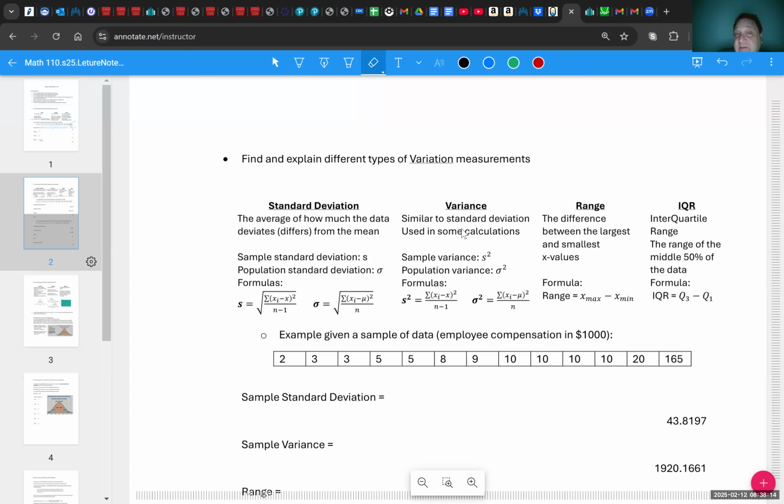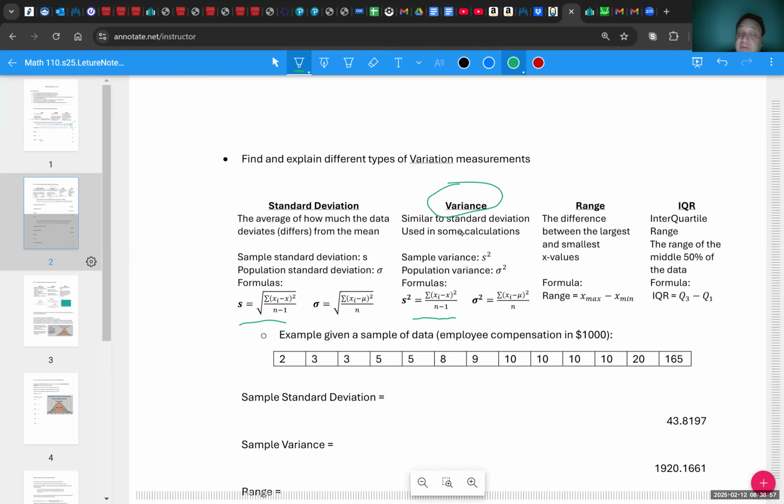The second variation measurement I'm going to talk about is called variance. Variance is very similar to standard deviation. You can see the sample variance is S squared as opposed to S, and the population variance is sigma squared as opposed to sigma. In fact, if you're good at looking at formulas, you can see that the formulas for S and S squared are virtually the same, except one is missing the square root. The reason we use S squared and sigma squared is that it's literally the square of the standard deviation. The sample variance is the square of the sample standard deviation. That's why it's S squared.